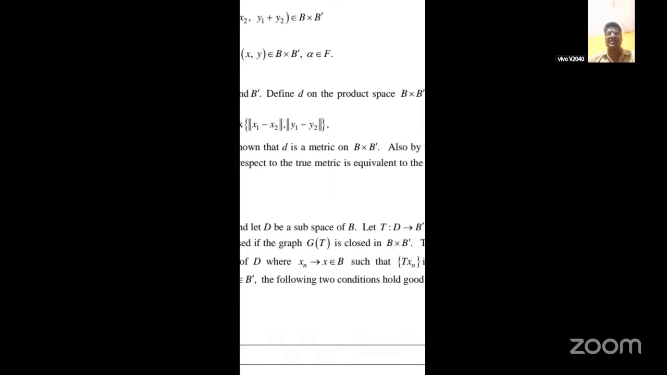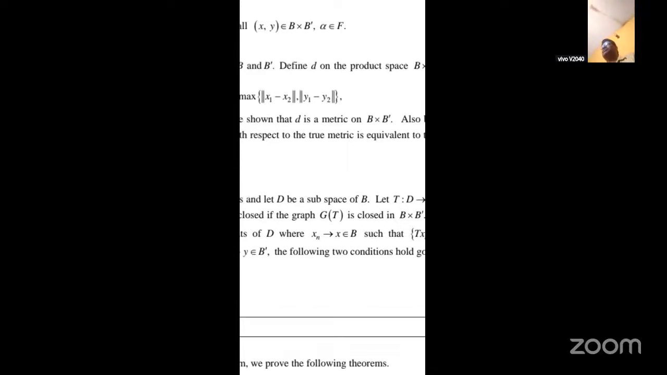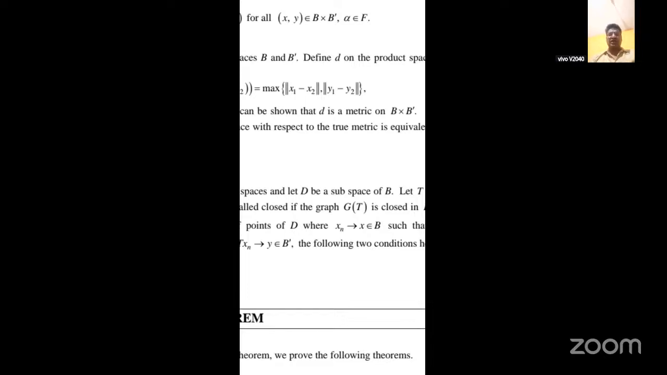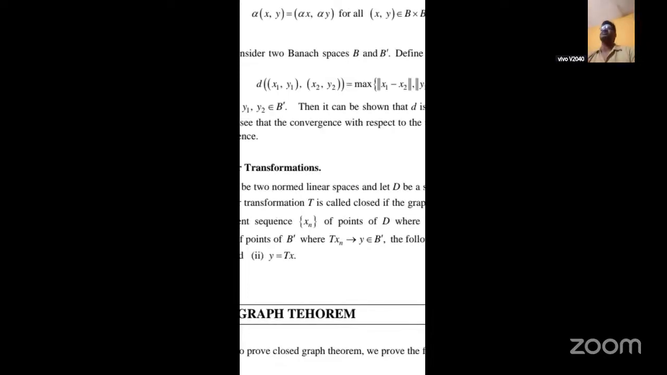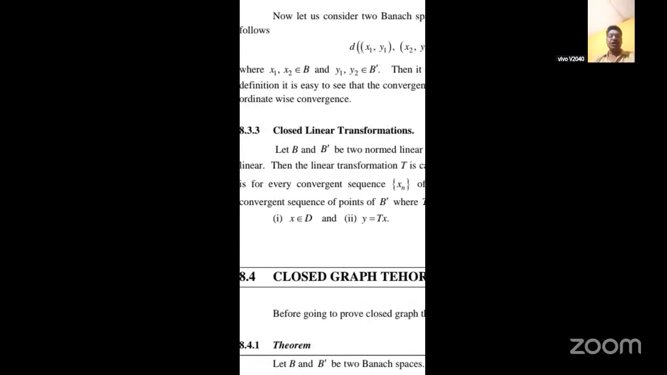Now according to this condition, how do we prove that the metric conditions M1, M2, M3 are satisfied and at the same time the linear space conditions are also satisfied? That means we must derive the linear space and the normed linear space, and in the same manner the Banach space, according to the condition d of (x1, y1), (x2, y2) equals the maximum of the norm of x1 minus x2 and the norm of y1 minus y2. Now, what is the closed linear transformation? This is important because according to this condition, we must explain the closed graph theorem.